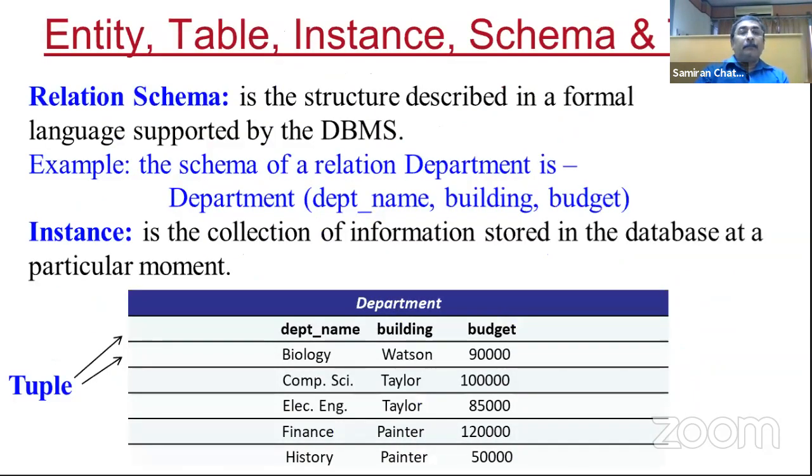Then this is also described more. For example, I have a department. Department is the entity in the problem domain, and now it is a relation in a relational data model. And finally it is a table in a relational database management system. Attributes were department name, building, budget, and they therefore become the column names in the RDBMS.